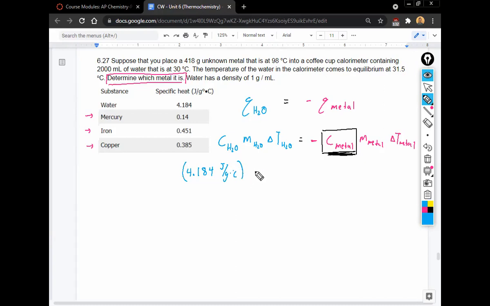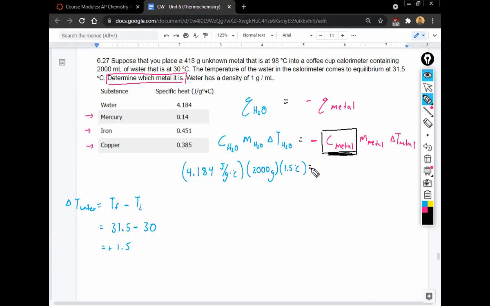Okay, what's the mass of water that we have? Yeah, we have 2,000 milliliters, which is the same thing as 2,000 grams. And then we have our delta T. For the delta T of water, we know that it's equal to the final temperature minus the initial temperature. What was the final temperature of the water? Yeah, 31.5 subtracted by the original temperature, which is 30 degrees Celsius. And so our answer will be 1.5, which makes sense because it's a positive number. The temperature goes up. And so we'll have 1.5 degrees Celsius.